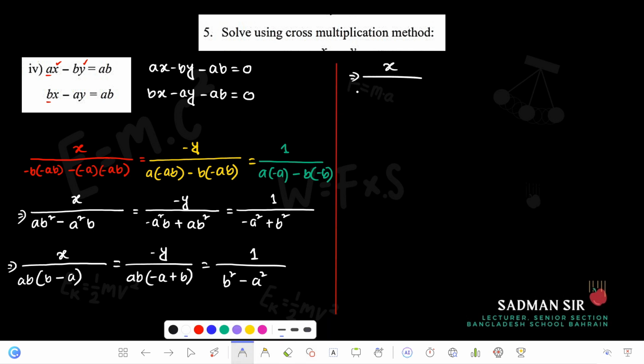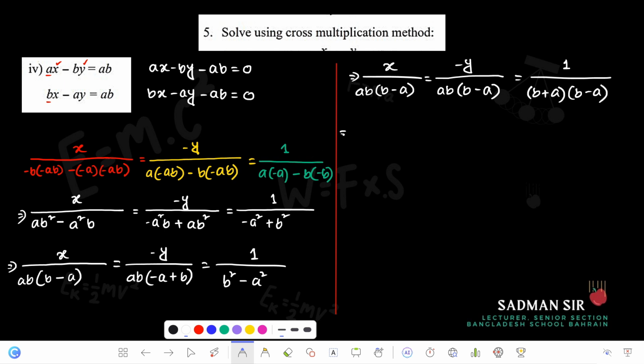x divided by, it will be as it is, ab into b minus a equal to here minus y divided by ab, and here also we will do the same thing. Positive quantity we will write first, so b, and then the negative quantity, that is a, so minus a, equal to, now you know that there is a formula of a square minus b square, right? That is a plus b into a minus b. Now here we have b square minus a square, so it will be b plus a into b minus a.